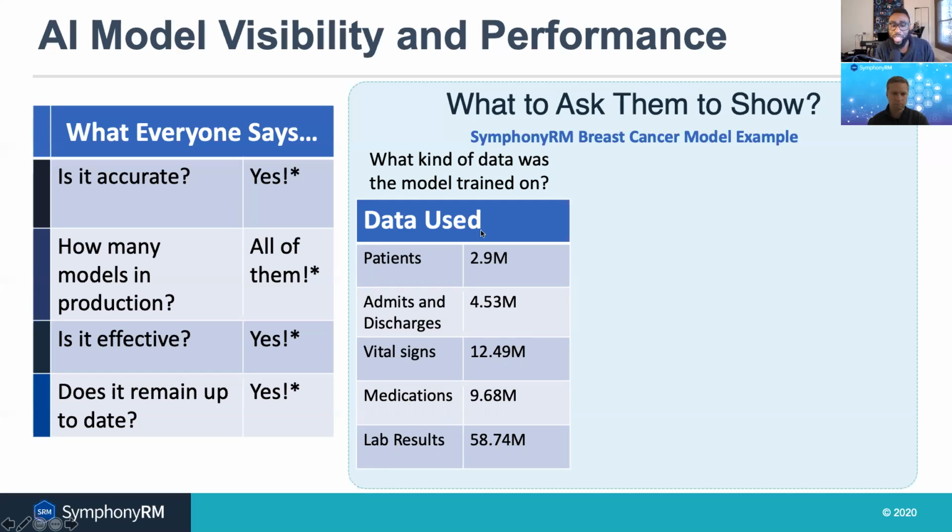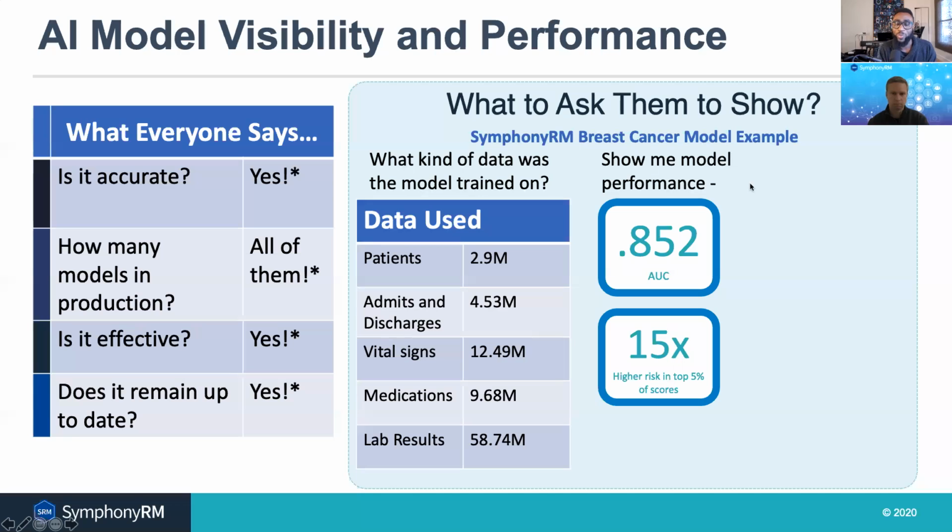Just understanding at a base level what kind of data was used is a big help in getting beyond a vague question of is it accurate? Show me model performance. I'm beating up on that question, but show me the model performance. You're armed now with terminology and tools around area under the curve. It's not a perfect metric, but the beauty of it is that you can use it at a high level to compare multiple models. It's always going to be a value between 0 and 1.